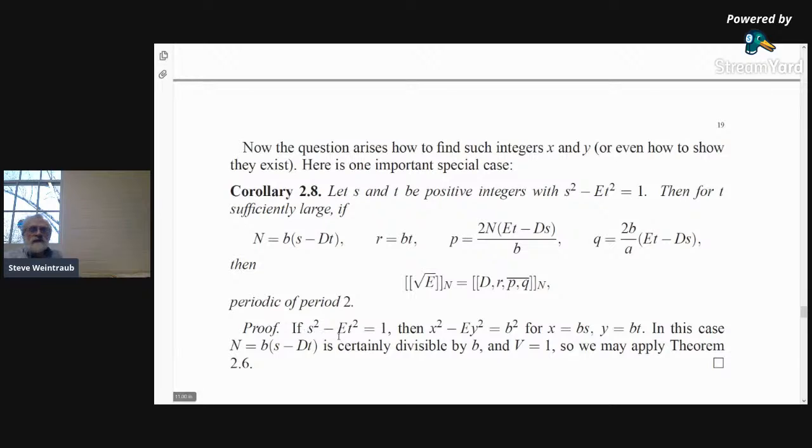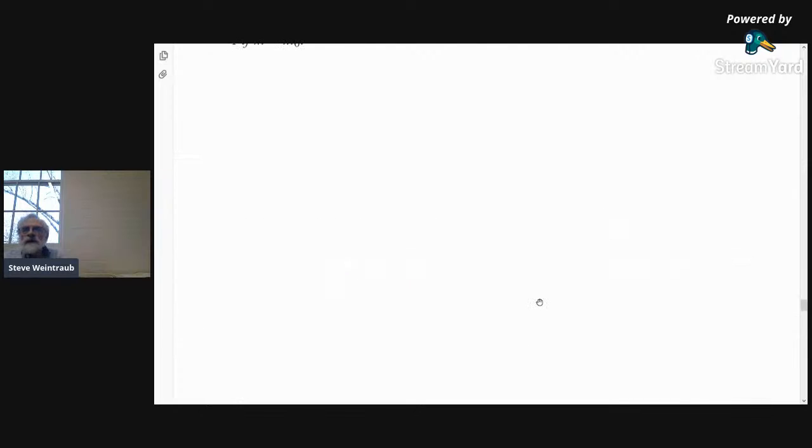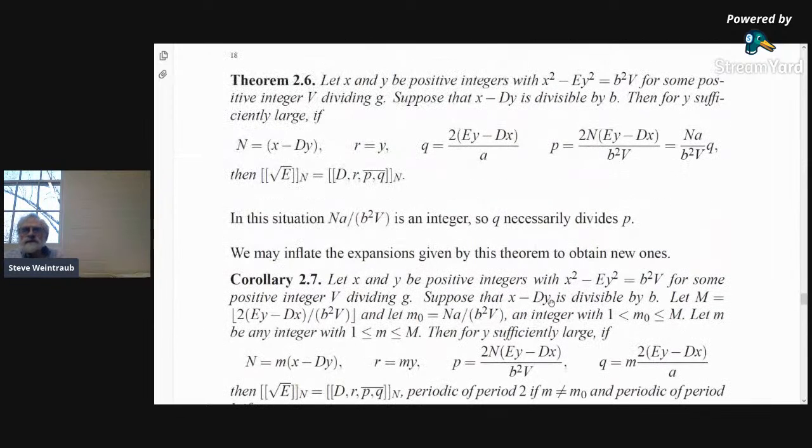I'll start with s squared minus e times t squared equal to 1, and I'll simply let x be b times s and y be b times t. Well, if x is b times s and y is b times t, then certainly x squared minus e times y squared equals b squared. And my capital V is equal to 1.